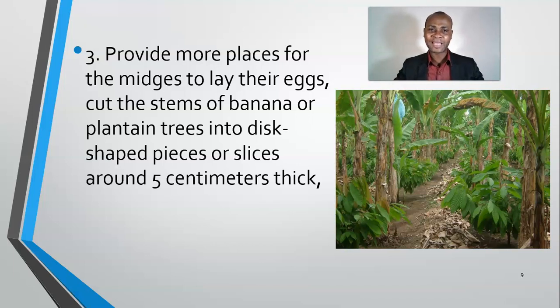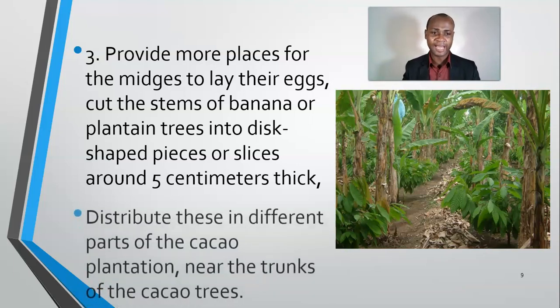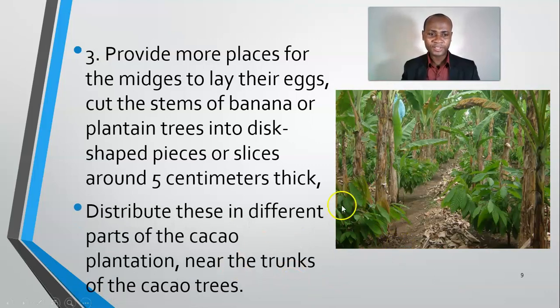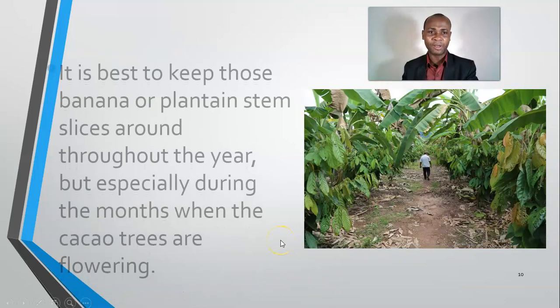So those areas become the breeding ground for the midges. From time to time, the banana trees or stems are cut, sliced, and distributed. As those banana stems begin to decompose, the midges have places to lay eggs. So this is what I have made mention of.